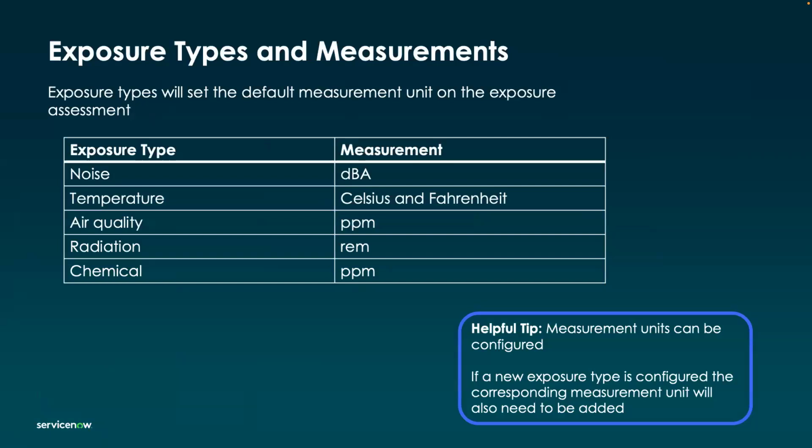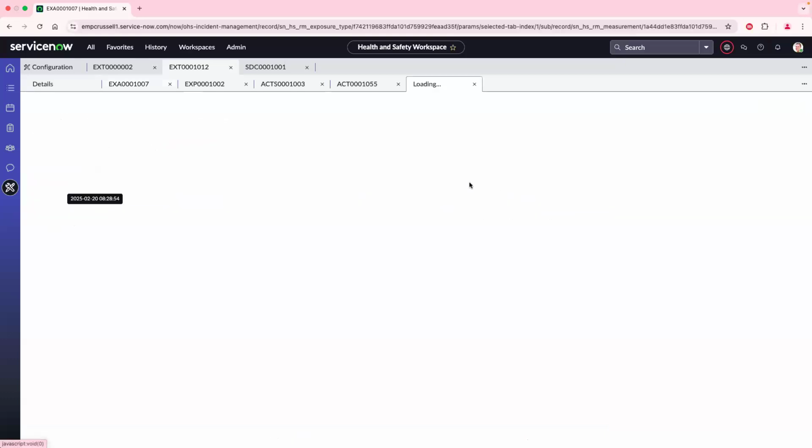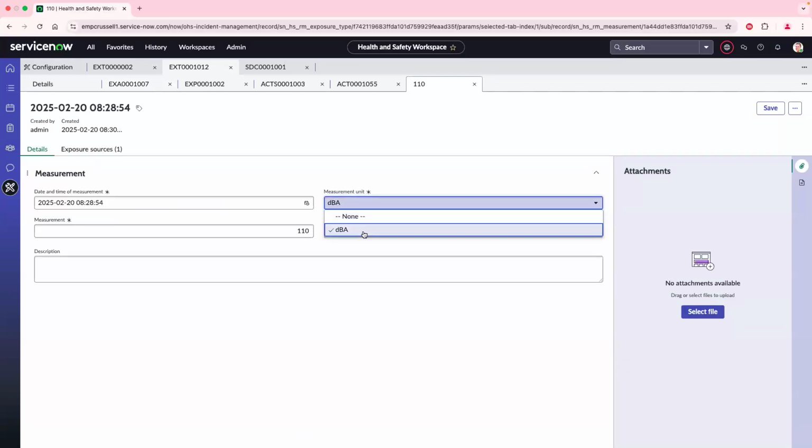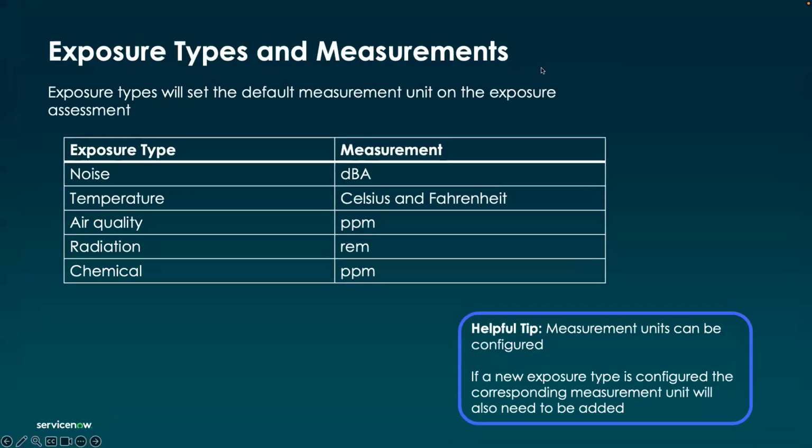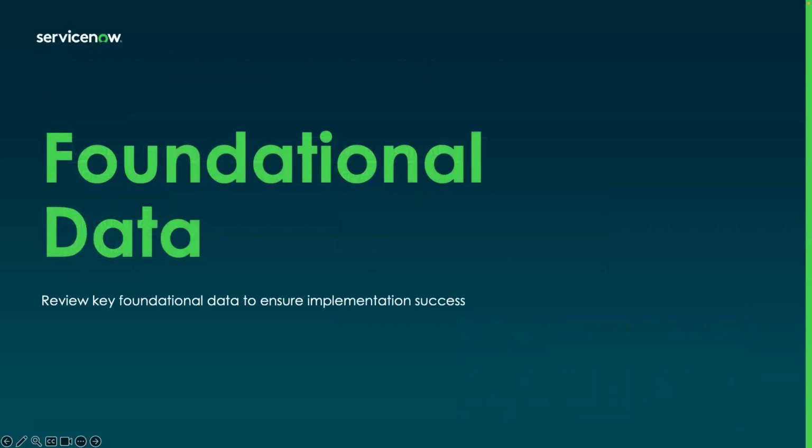So earlier I alluded as we were walking through, and I'll pull up my instance here, as we were walking through the measurements, we open up our measurement, that there's going to be this measurement unit that's set by default. So with our exposure types and measurement, this slide essentially highlights what the exposure type is and what the corresponding measurement. Oops, go back one.